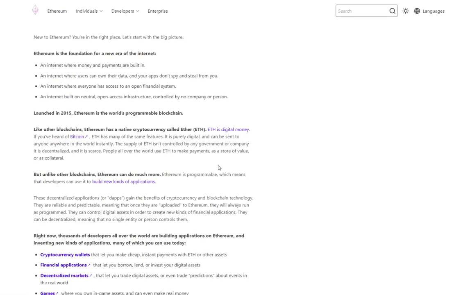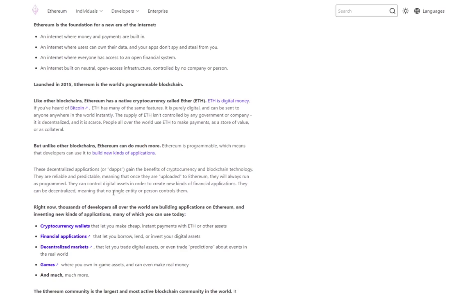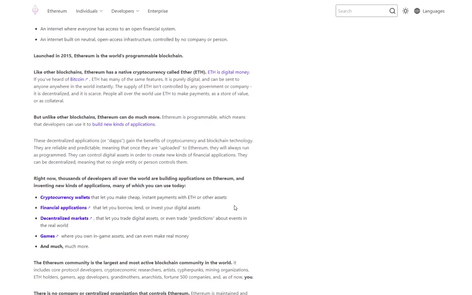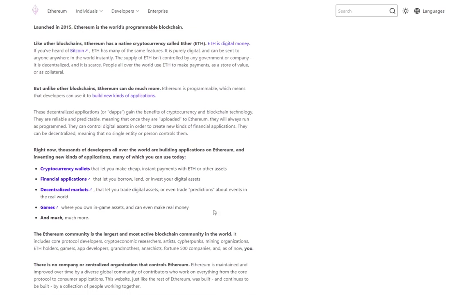So there's a lot of use cases involved with Ethereum, and here we can just run over some of the more basics about it. It does say right now 1,000 developers all over the world are building applications on Ethereum and inventing new kinds of applications, many of which can be used today for things like cryptocurrency wallets, financial applications, decentralized markets, games, and much more.